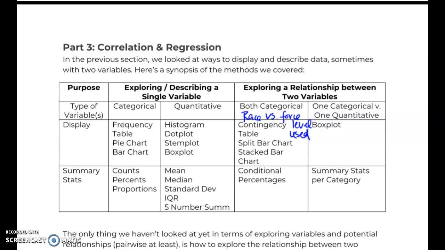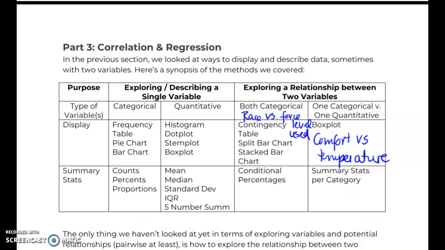Then we looked at one categorical versus one quantitative variable, and this is where we can look at a side-by-side box plot. So one example we looked at was the comfort level versus the temperature of the IV fluid. With that, we can compare our summary stats per category. So again, because we have numeric data over here, we could calculate the mean, median, standard deviation, IQR, 5-number summary for each one of those variables.